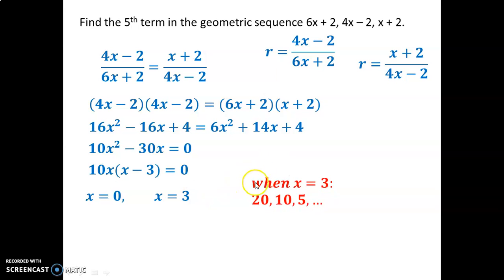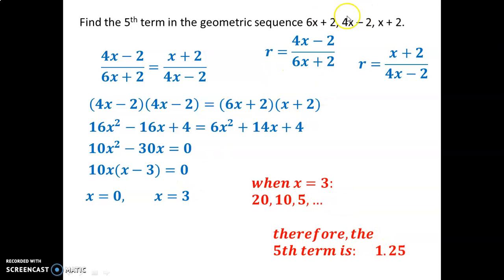Both of those work, but when x equals 3, because this question took it a little further. It said find the fifth term. So now that we know x equals 3, I put x equals 3 in here, and I get a sequence of 20, 10, 5. And then the fifth term must be 1.25. We can notice it is a common ratio of a half, so it's multiplied by a half every time.